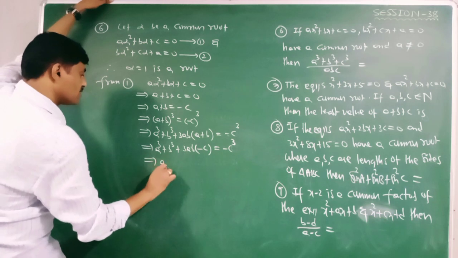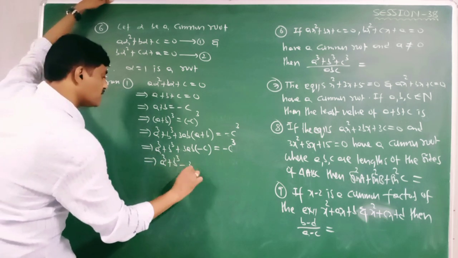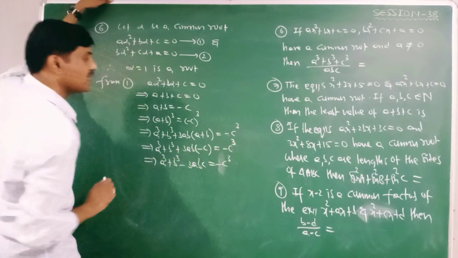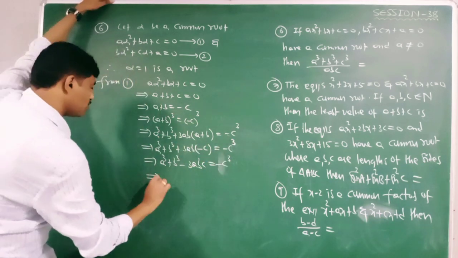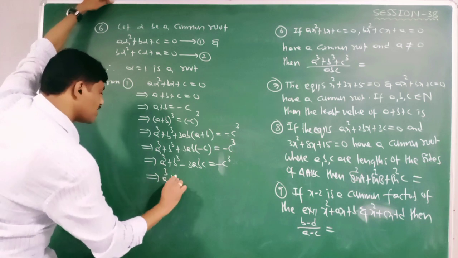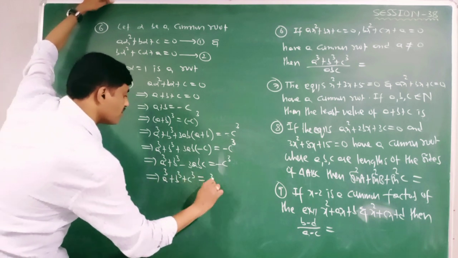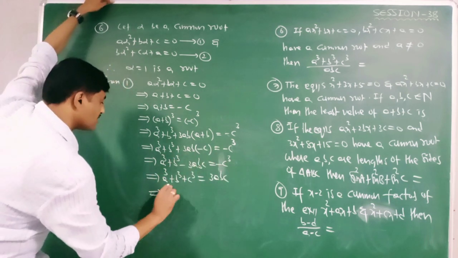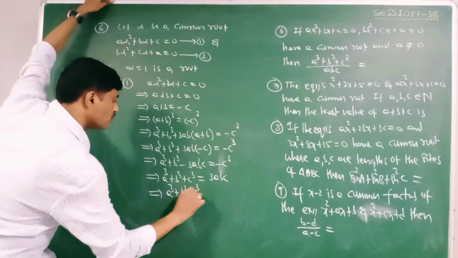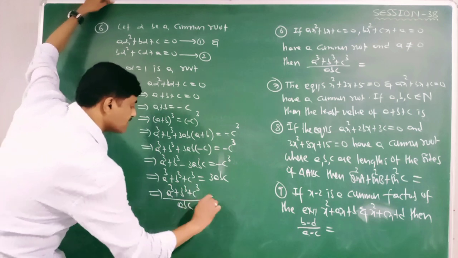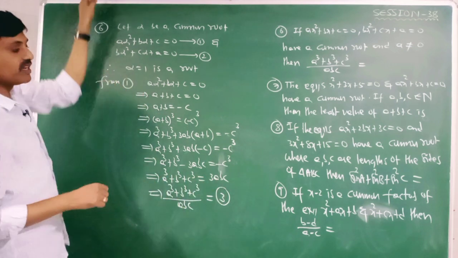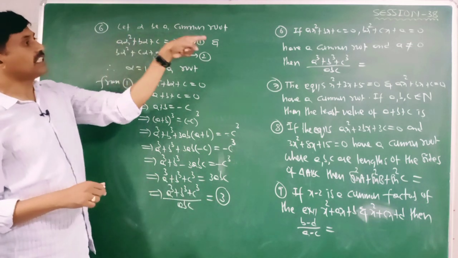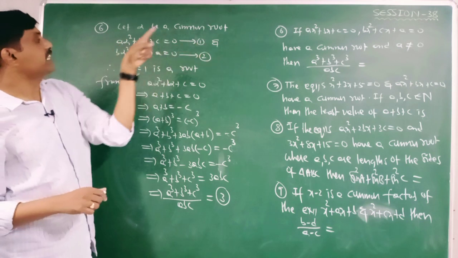Now a cube plus b cube minus 3abc is equal to minus c cube. Bringing c cube to the left hand side, this is a cube plus b cube plus c cube is equal to 3abc. Dividing by abc, a cube plus b cube plus c cube by abc is equal to 3. So our answer is equivalent to 3.